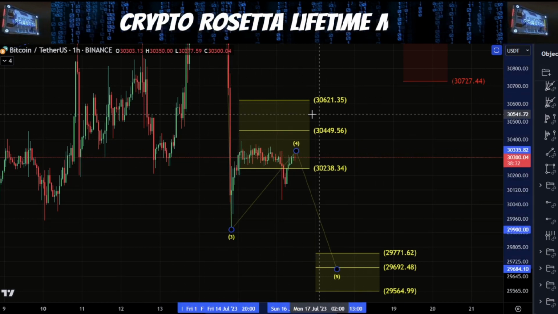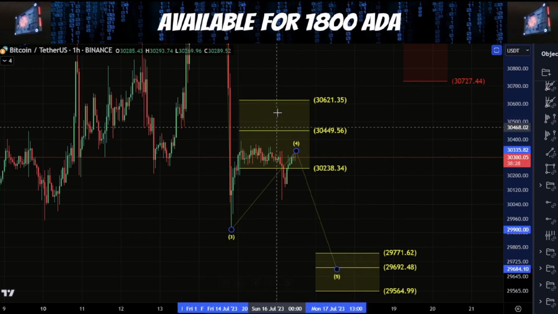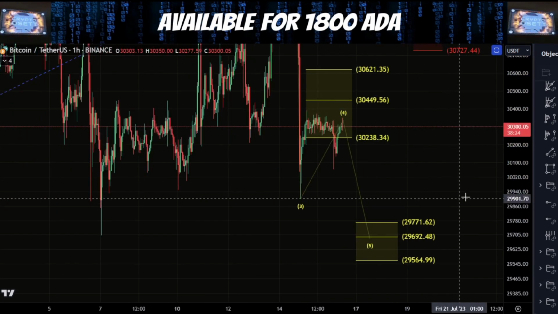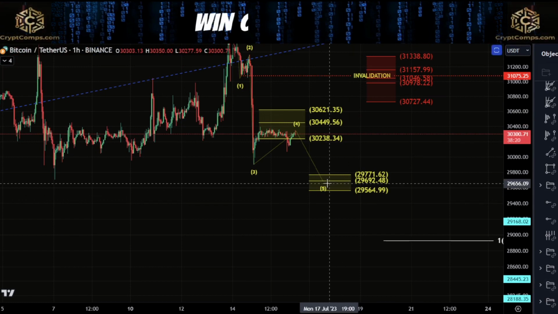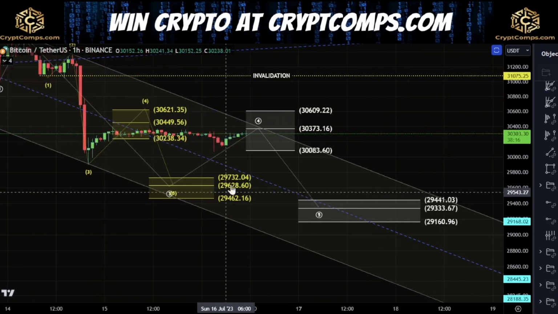For as long as we remain below this 30,621, there is the potential that we could see price start to reject to the downside, looking for some of these lower levels in this way. Now, the alternative way of counting this is that if we do get this additional 5th wave here, we need to be careful that we don't have one more 5th wave to come.